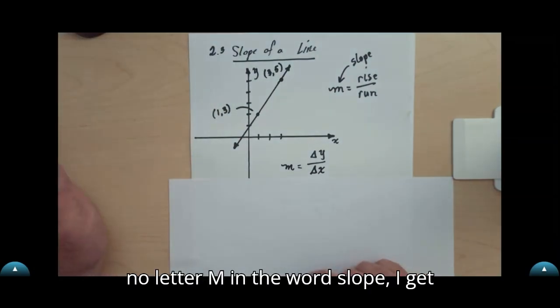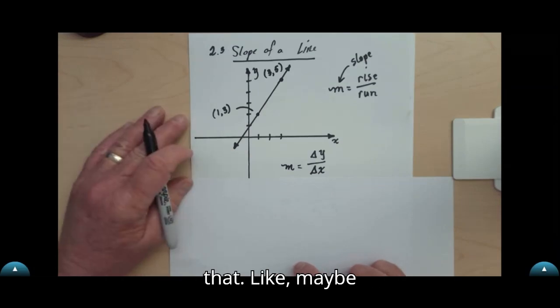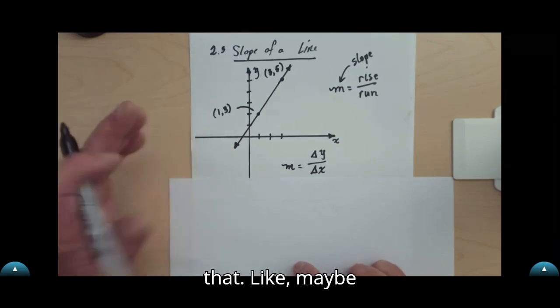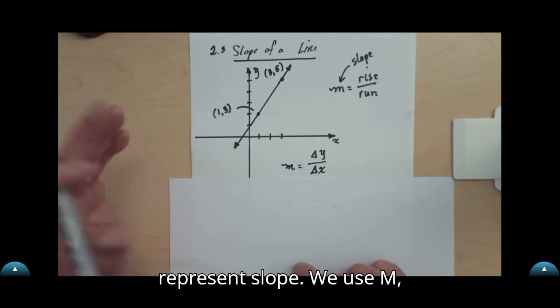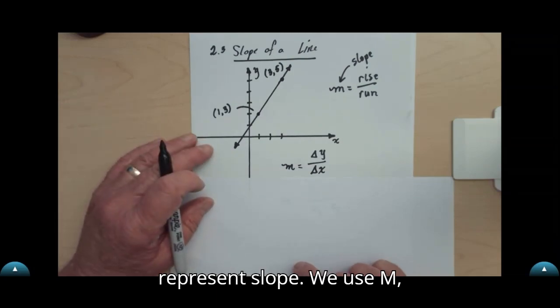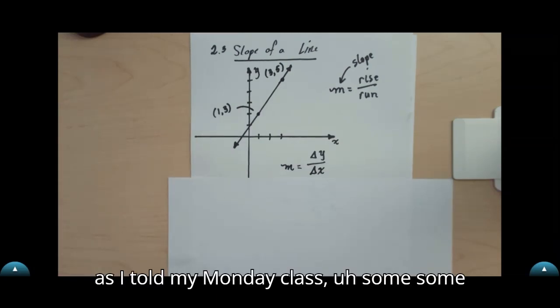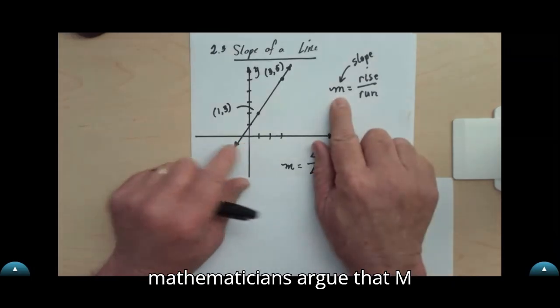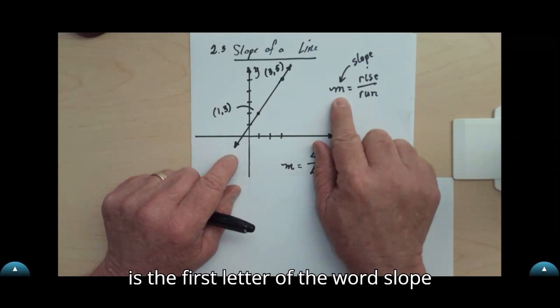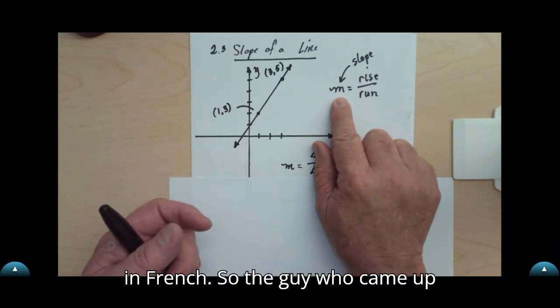And there is no letter M in the word slope. I get that. Maybe S would be a better letter to represent slope. But we use M. As I told my Monday class, some mathematicians argue that M is the first letter of the word slope in French.